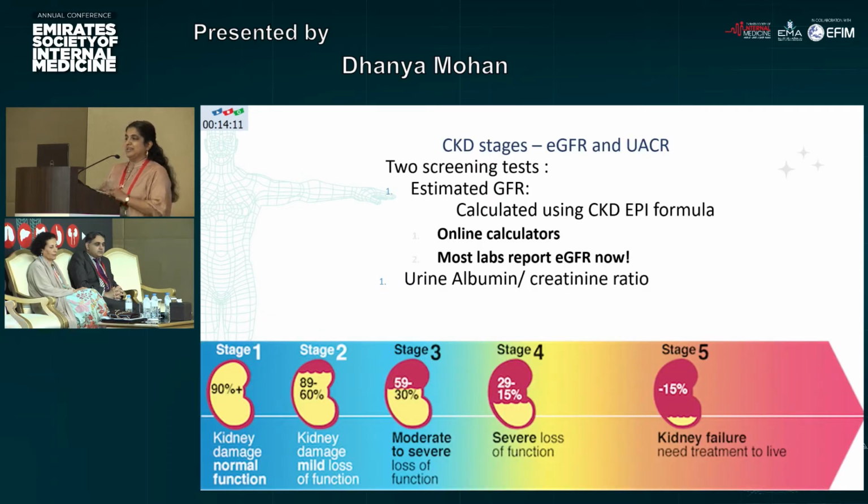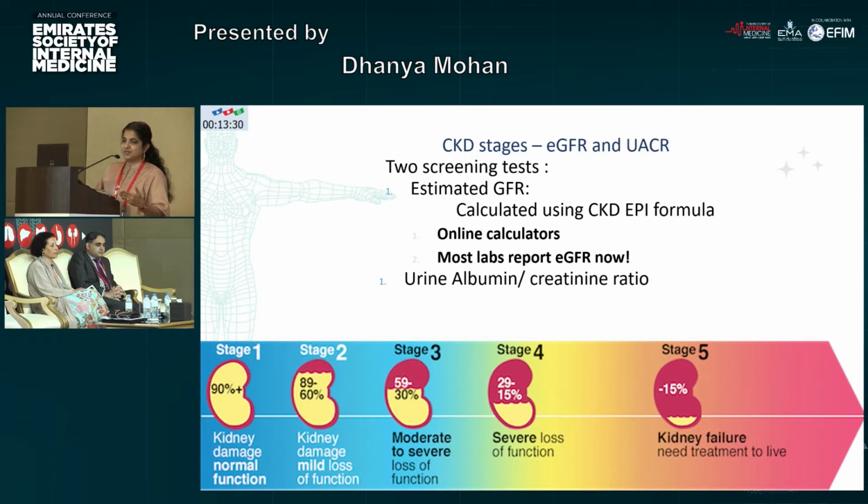So CKD now, as we know, is classified based on two parameters: the estimated glomerular filtration rate and the urine albumin creatinine ratio. The two screening tests which are used, one in the blood, which is serum creatinine. This is used to classify and estimate the glomerular filtration rate. And from the serum creatinine, there are online calculators which help us to calculate the estimated glomerular filtration rate based on age, sex, creatinine, and race. And most of the labs, the advantage nowadays is that they report estimated GFR along with the creatinine measurement.